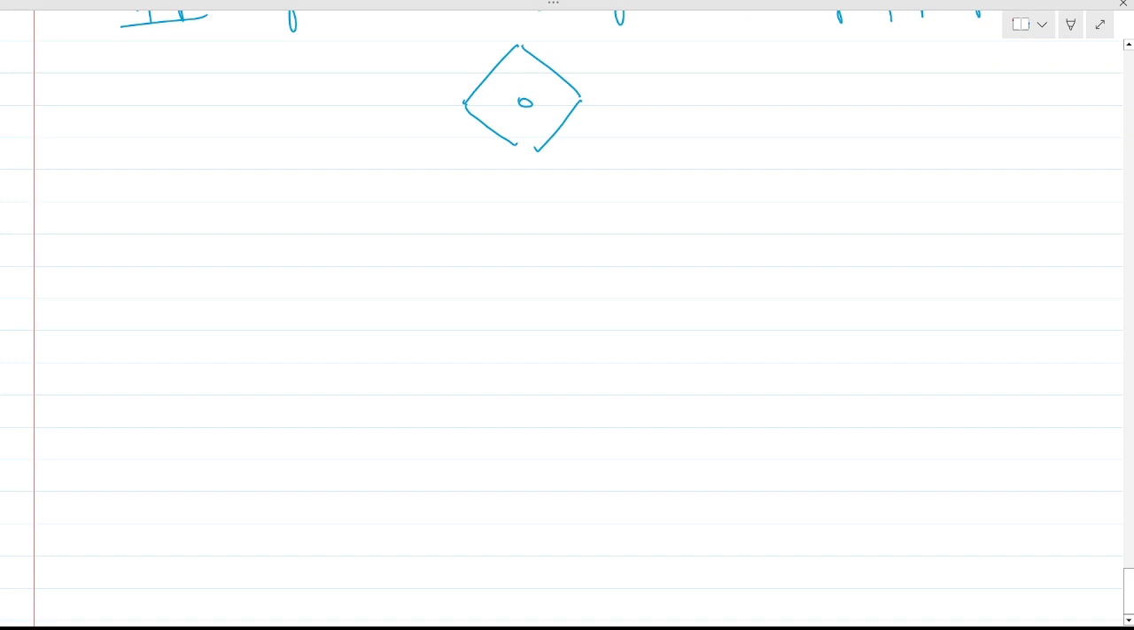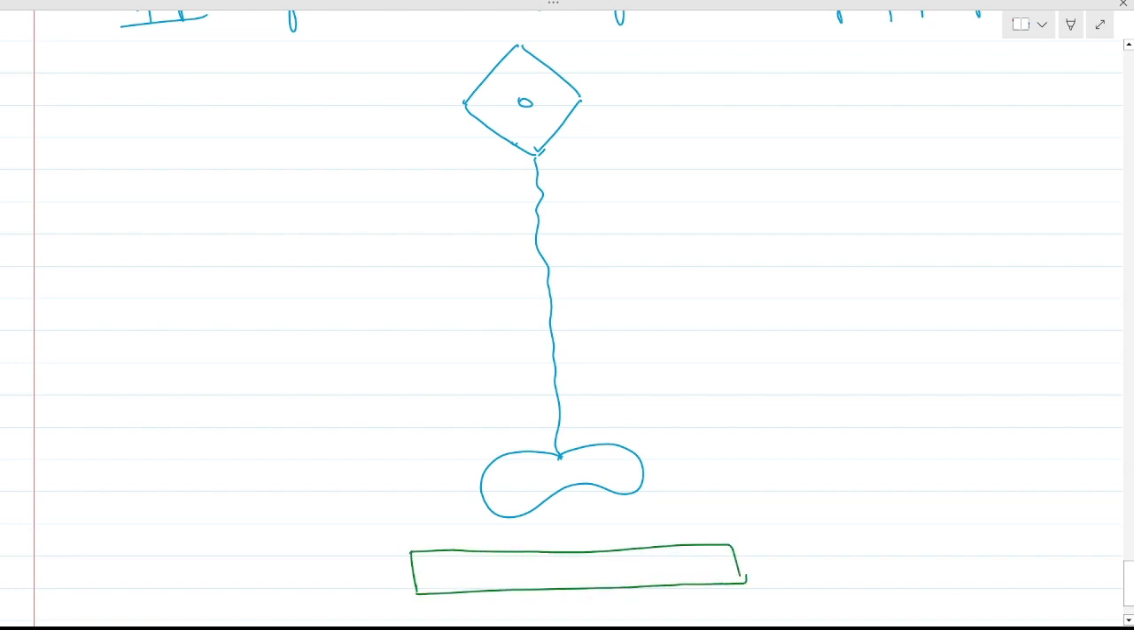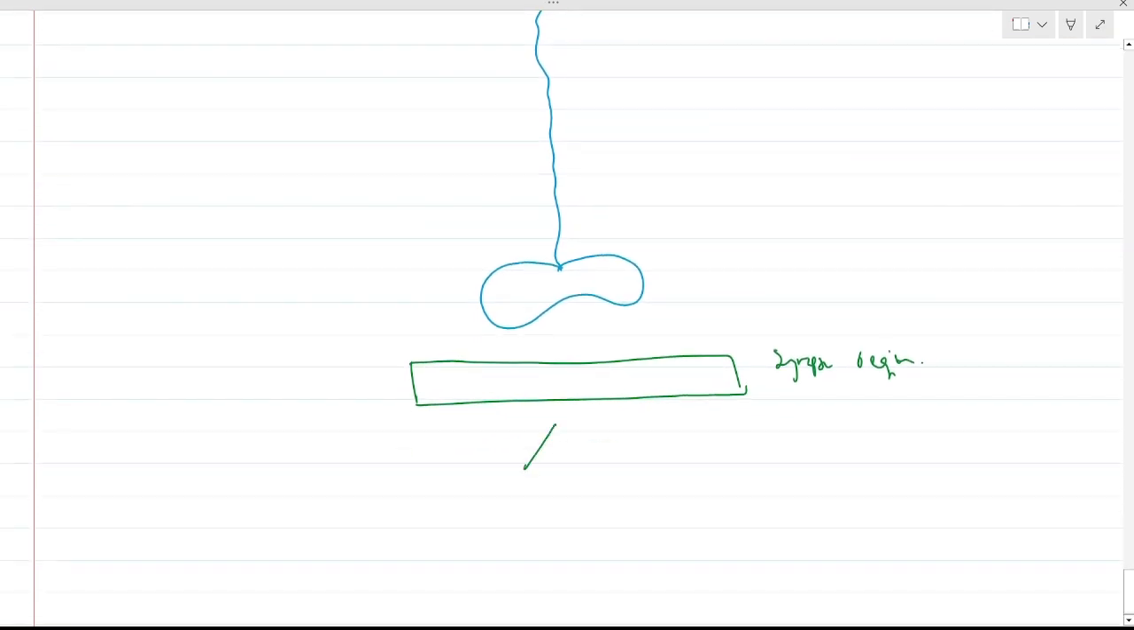Cell body. Okay, and this is the axon. We have our axon terminal. Now beyond this axon terminal, we have our synapse region. After the synapse region, we have our postsynaptic neuron.